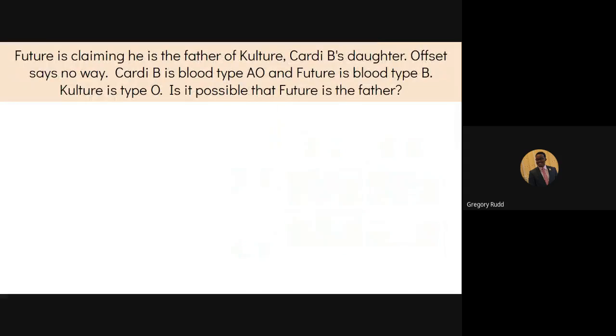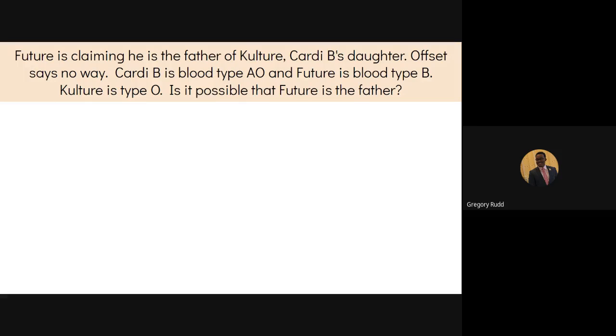All right, one more. This one's a little pop culture reference for you guys as well. The question reads, Future is claiming that he is the father of Culture, Cardi B's daughter. Offset says that it is not possible. We know that Offset is actually Culture's father, or he's at least Cardi B's husband. Cardi B is blood type AO and Future is blood type B. Culture is type O. Is it possible that Future is the father?